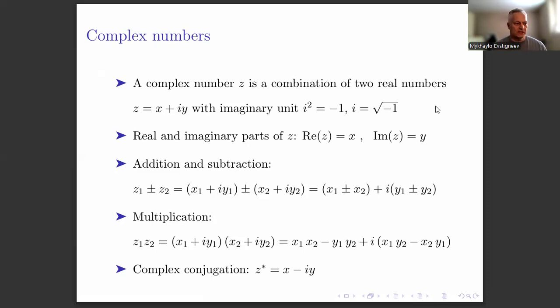A complex number is a pair of two real numbers, x and y, and it is written as z. Complex number z is x plus y times i, where i is a very special number. It is called the imaginary unit. It has a special property: if you square the number i, you will get -1. It's impossible for real numbers. So x and y are real numbers, y is the so-called imaginary number, and z is a complex number.